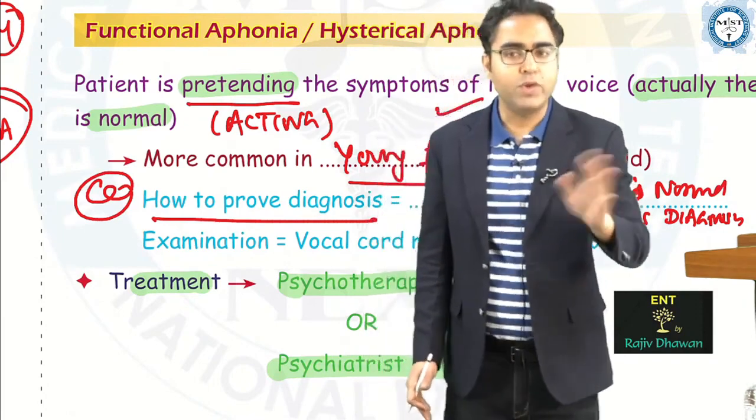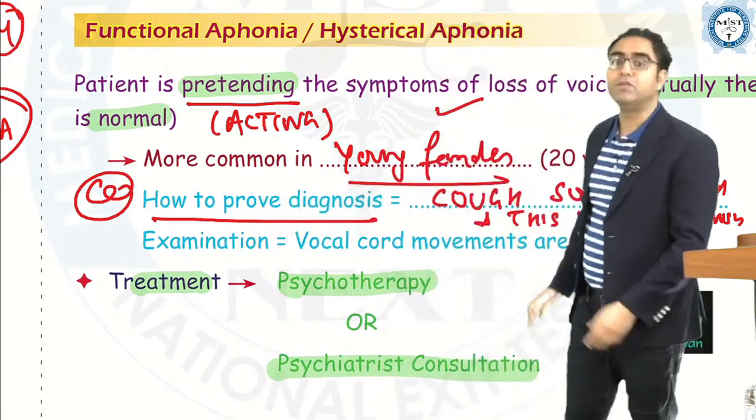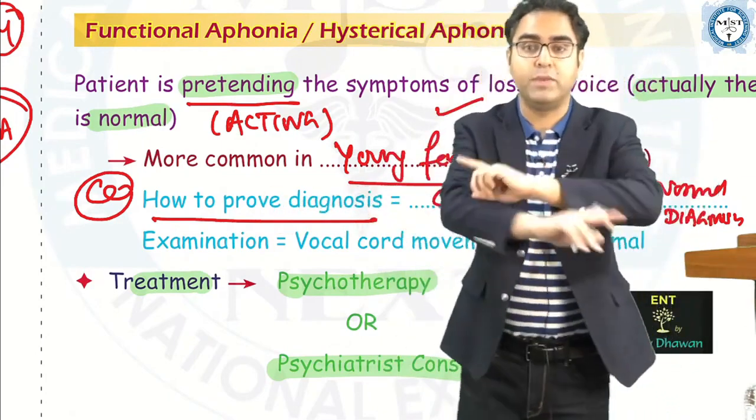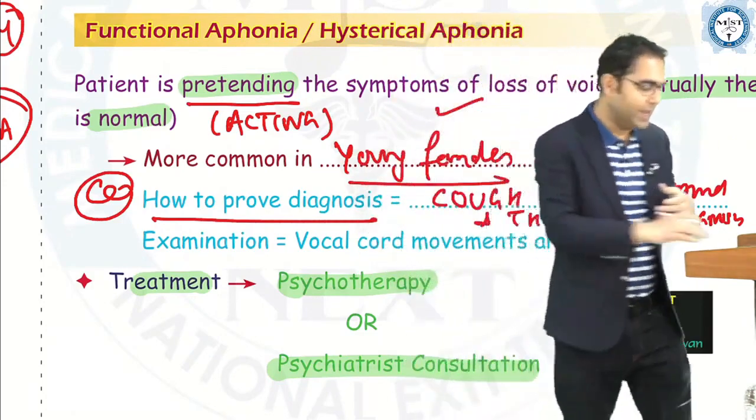The one who can cough can speak also. Vocal cord movement on examination is found to be normal. Treatment is psychotherapy. Don't write speech therapy. It's psychotherapy, a mind problem. Okay? Fine. Next topic, beta.